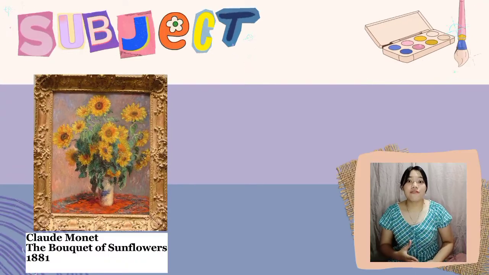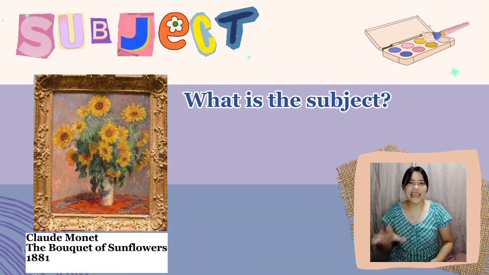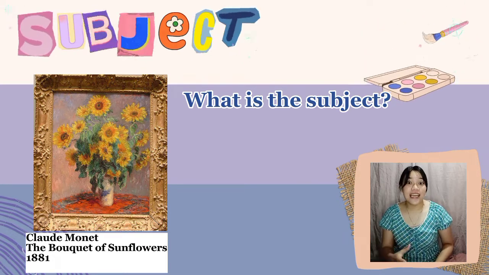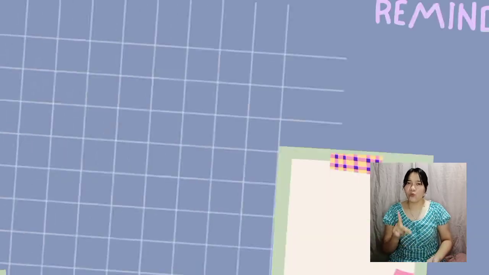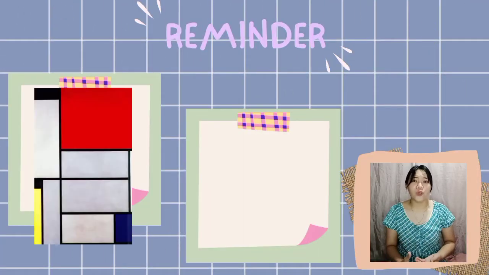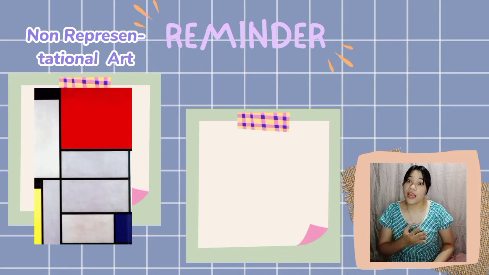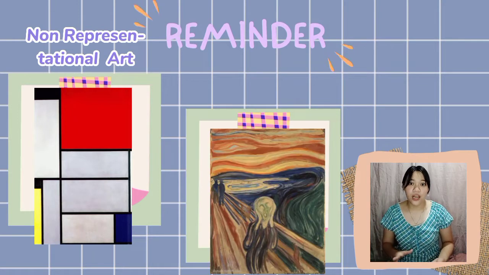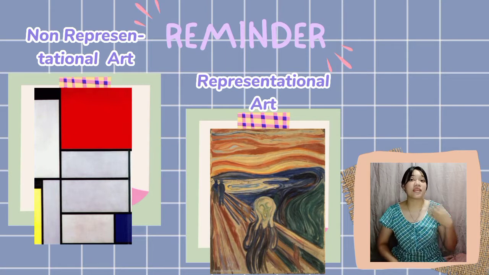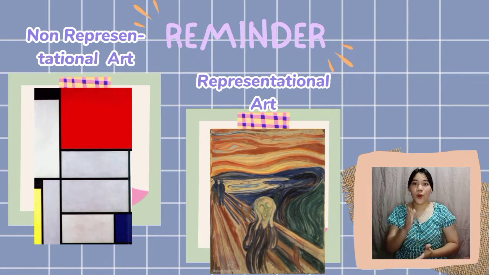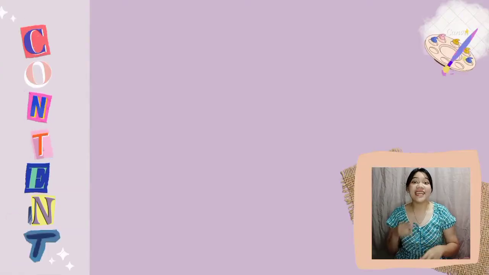So, the Bouquet of Sunflowers by Claude Monet in the year 1881. What is the subject? If your answer is the sunflower, then you're correct. Great. However, we should take note that certain pieces of artwork do not contain a subject. This is known as non-representational art, and those with a subject are called representational art. This will be thoroughly discussed by Mr. Matubato later. Okay, so let's move on and let us discuss the second one, which is the content.